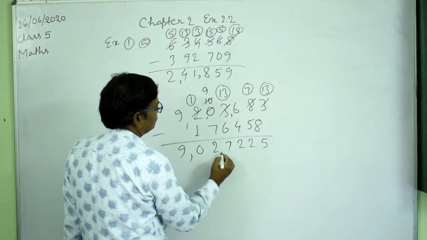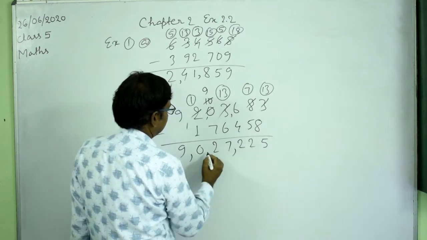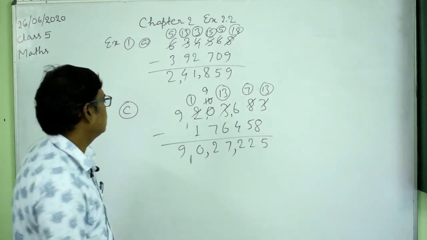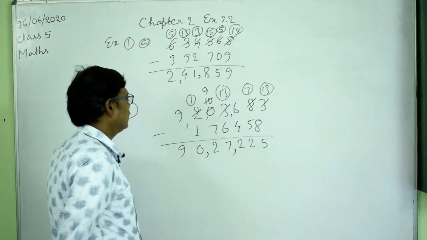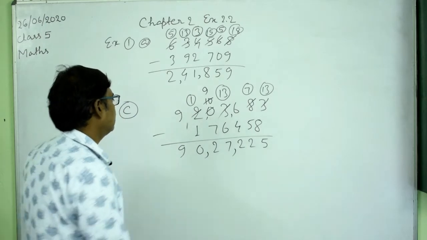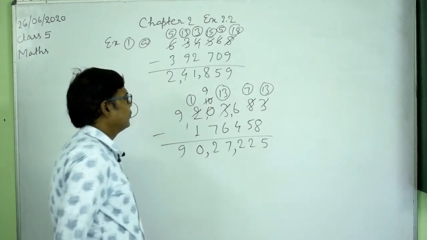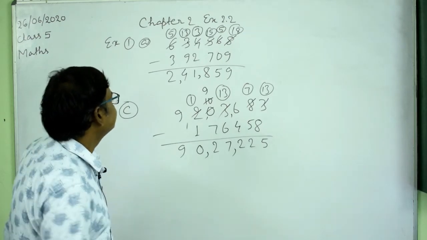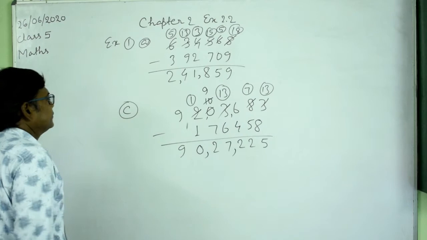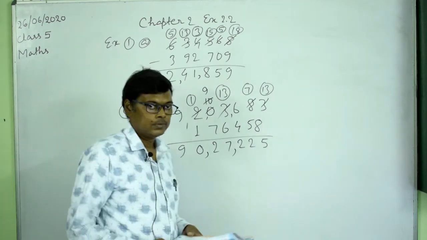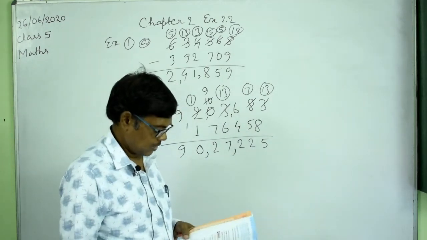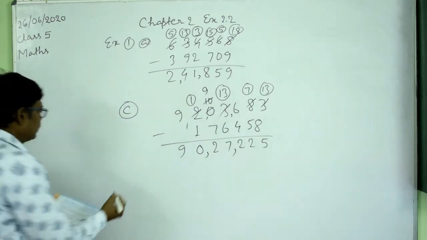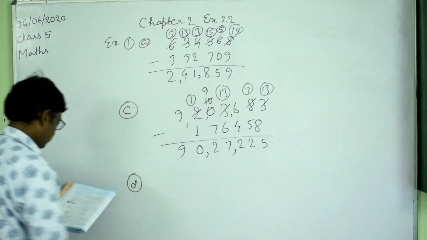So answer is this, that is 90 lakh 27,225. Okay, this is the answer. And yes, so this is the subtraction. And next I will solve question number E, or take up D here. Okay, I will solve here D, question number D here.